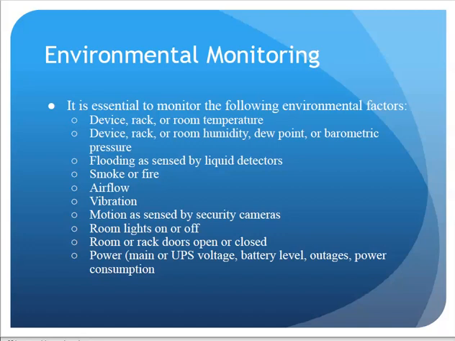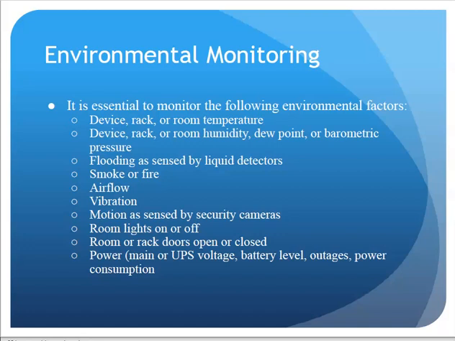Motion. If people are in and out of your closet, sensing motion, maybe the motion kicks on a camera to record who is in the closet. Room lights on or off. Again, sensors to turn the lights on. If somebody does come in, the lights kick on and your cameras turn on. So you're recording who's in and out of the room. Room or rack doors open or closed. Power.